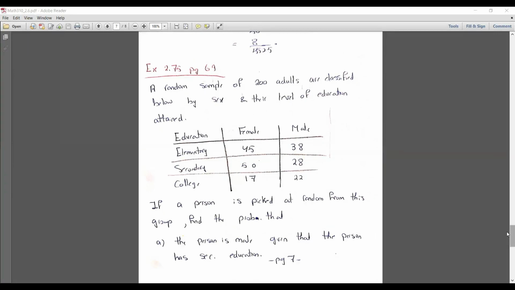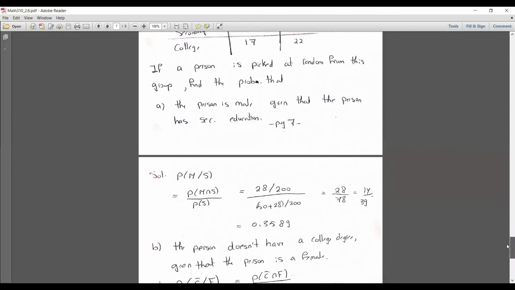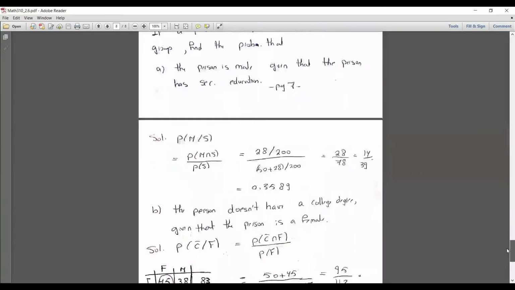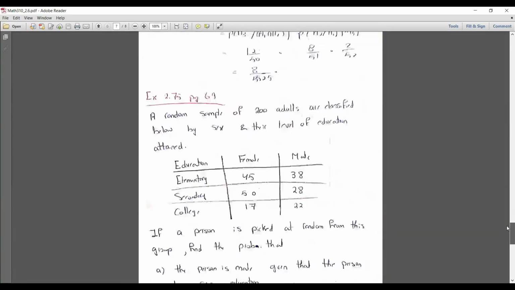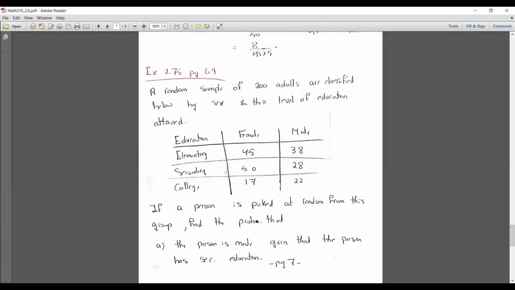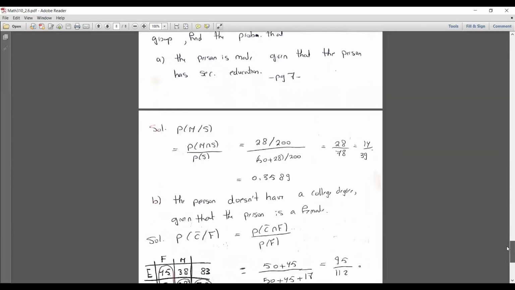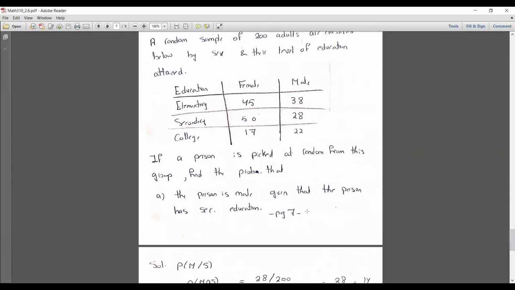Here we are saying that a person is selected at random from this group. Find the probability that the person is a male, given that the person has secondary education. So, guys, we need P of M knowing S, P of male knowing that the person has secondary education. Secondary education, what's the number of them? 50 plus 28, so 78. Okay, out of the total, which is 200.